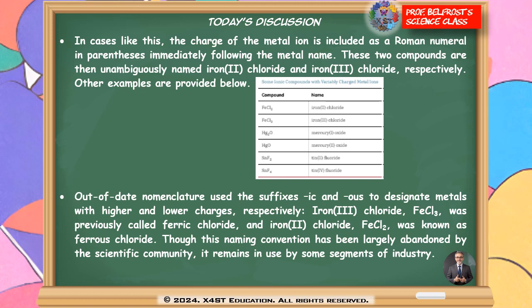Here are some examples for you. We have, for example, mercury(I) oxide and mercury(II) oxide. We can say tin(II) fluoride and tin(IV) fluoride.